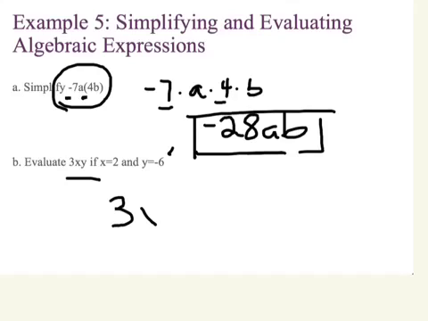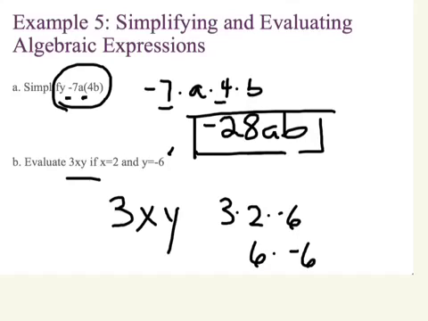And this other expression down here in part B that I'm going to evaluate is 3 times x times y. I'm going to substitute in values for x and y, which are 2 and -6. So I get 3 times 2 times -6. When I multiply 3 times 2, I get a +6 times -6 is going to give me a -36.